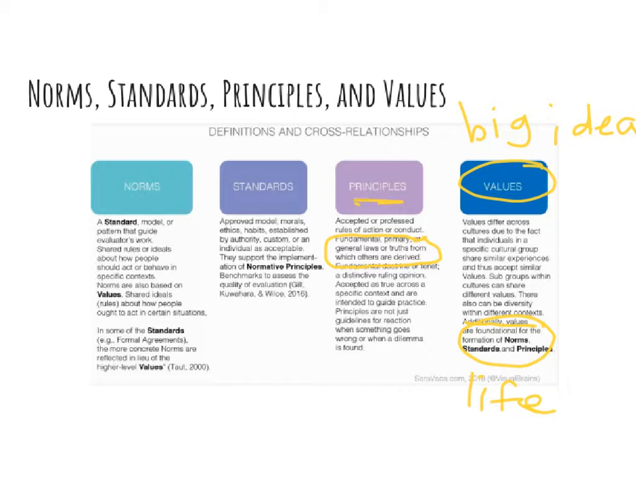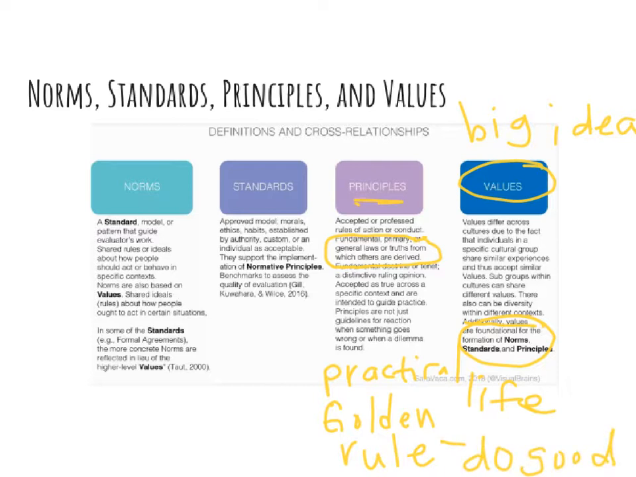And so principles are a little bit more practical when compared with values. But unlike standards, they're still kind of foundational. So they're fundamental or primary general laws or truths. So for example, a principle that we have in the Christian life is the golden rule, or the principle of beneficence, that we should do good. And this is based in the value we place on human life.